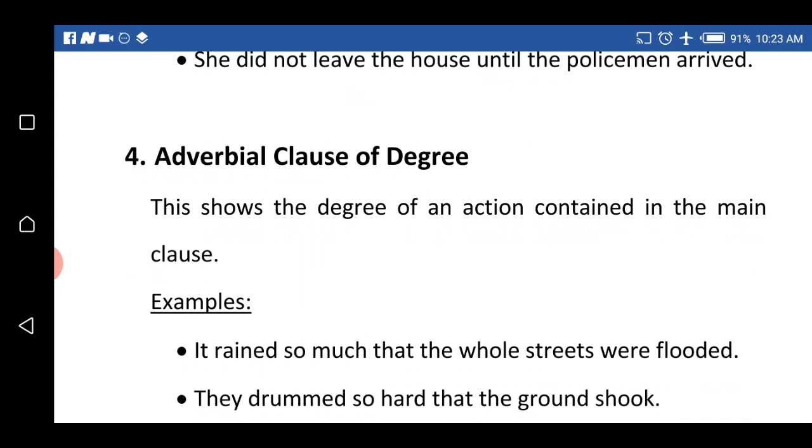Example 2. They drummed so hard that the ground shook. So hard that the ground shook here typifies the degree at which they drummed.